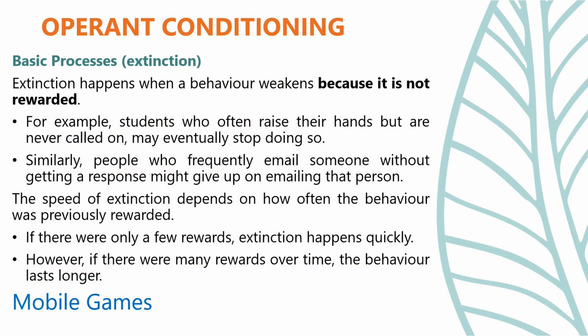Extinction also works in operant conditioning. Extinction happens when a behavior weakens because it is not rewarded. For example, students who often raise their hand but are never called on to answer may eventually stop doing so. Similarly, people who frequently email someone without getting a response might give up on emailing that person or phone calls. The speed of extinction depends on how often the behavior was previously rewarded. If there were only a few rewards, extinction happens quickly. If there were many rewards over time, the behavior lasts longer.